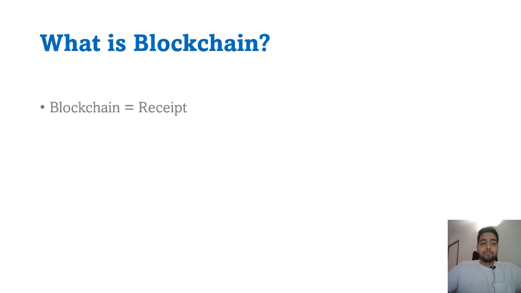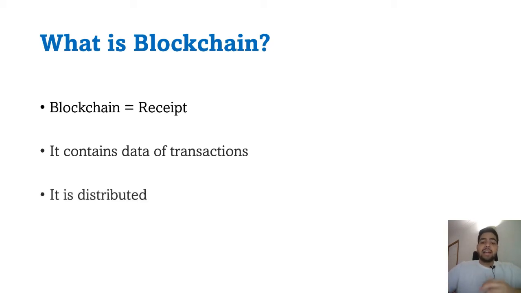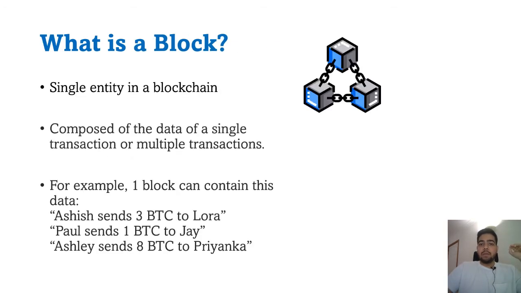Next, what is a blockchain? A blockchain is technically a receipt. It contains data of transactions of this Bitcoin currency, and it is distributed, and we will talk about what distributed means later on in this video. What is a block? A block is a single entity in a blockchain, and all these blocks form a blockchain. A block is composed of data of either a single transaction between two parties or multiple transactions between different parties. For example, one block can contain this data of Ashish sending 3 bitcoins to Laura, Paul sending 1 bitcoin to Jay, and Ashley sending 8 bitcoins to Priyanka.